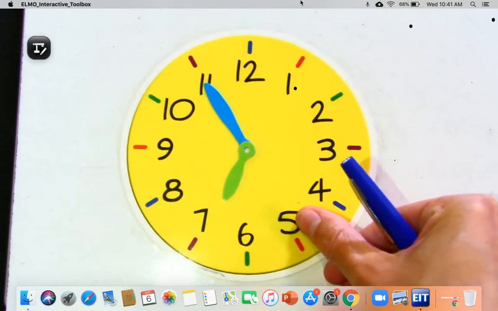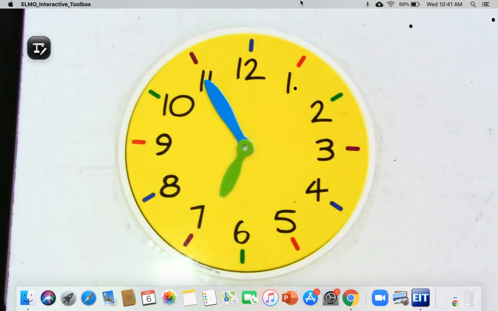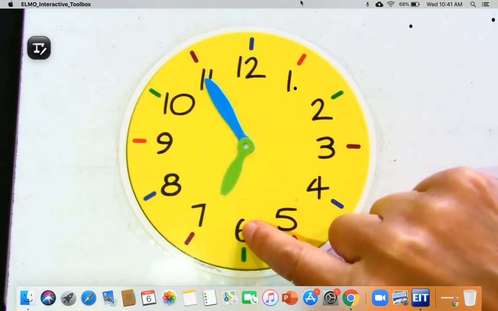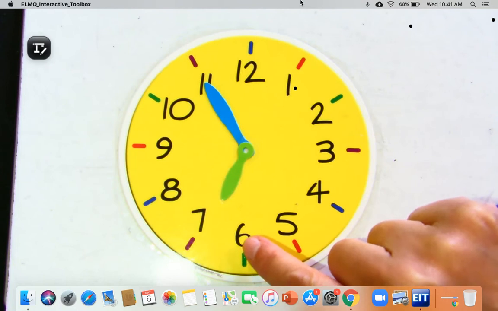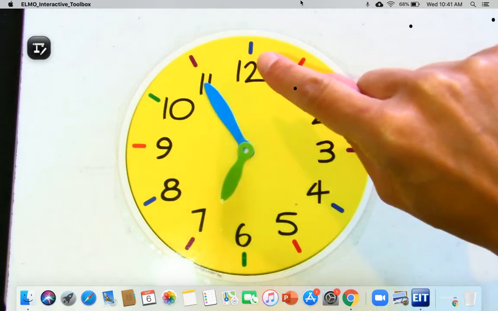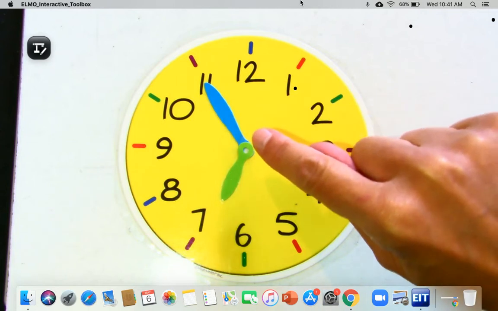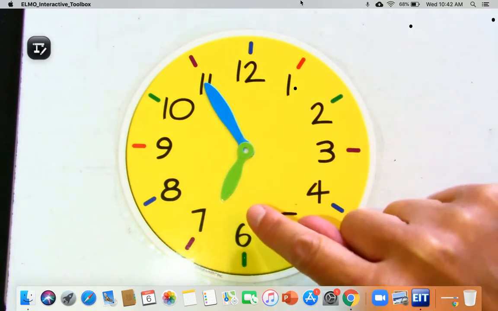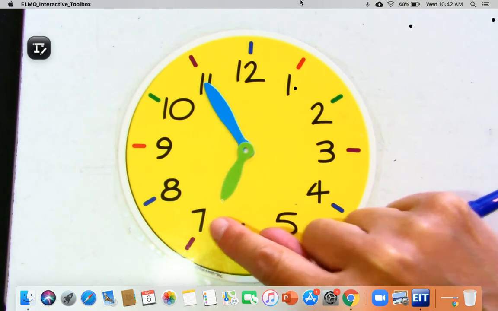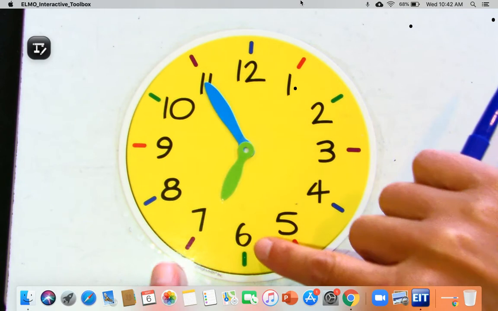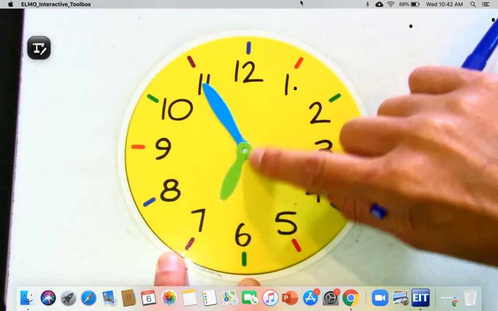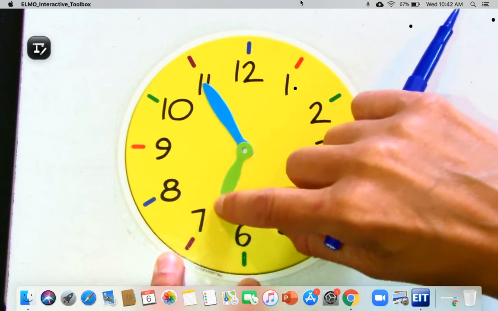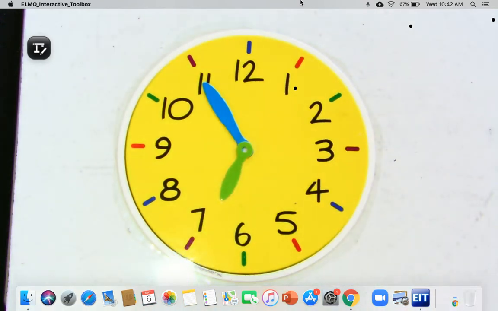Let's try a few more. What about this one? What time is it? Let's see. Let's get the shorthand. Is it in the 6 o'clock hour or the 7 o'clock hour? Well, I know that in 5 minutes, it's going to be the next hour. So in 5 minutes, is it going to be 6 o'clock, 7 o'clock, 8 o'clock? It's going to be one of these, right? In 5 minutes, this little hour hand is going to go click, and it's going to be 7 o'clock. But it's not 7 o'clock yet.